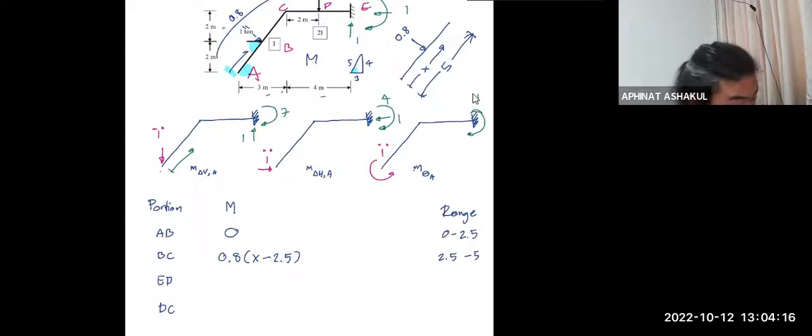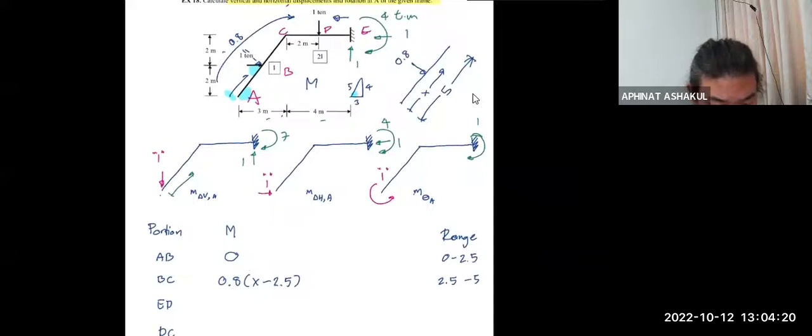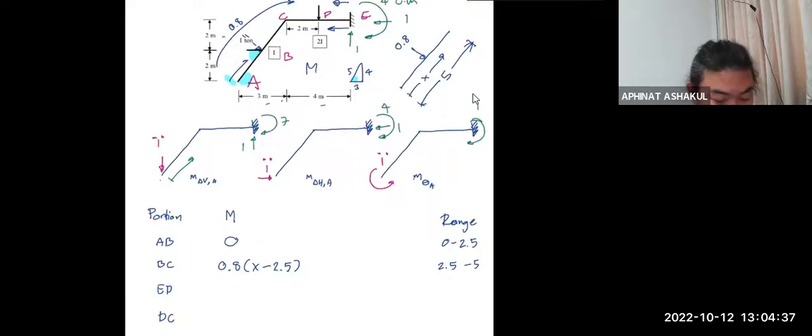Okay? And ED. Now when we start from E, move there, my moment is going to be equal to minus 4 plus 1 multiplied by x, right? So, or I can just say x minus 4.